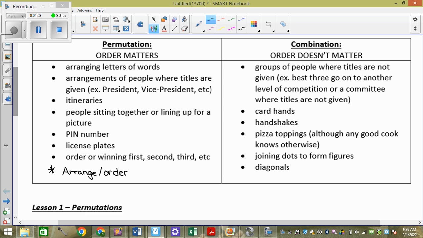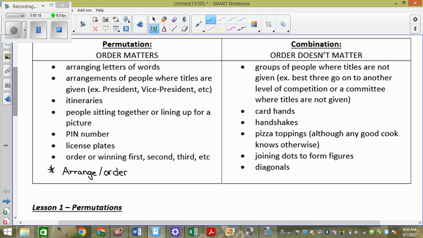Winning first, second, and third is a case where order matters, because first is better than second is better than third. And then itineraries. Itineraries mean you have to go here first, then here second, then here third, so you're giving it an order. And then combination examples are handshakes. A handshake is a combination because there's not a middle line that someone reaches first, where you got there first and therefore the order matters.